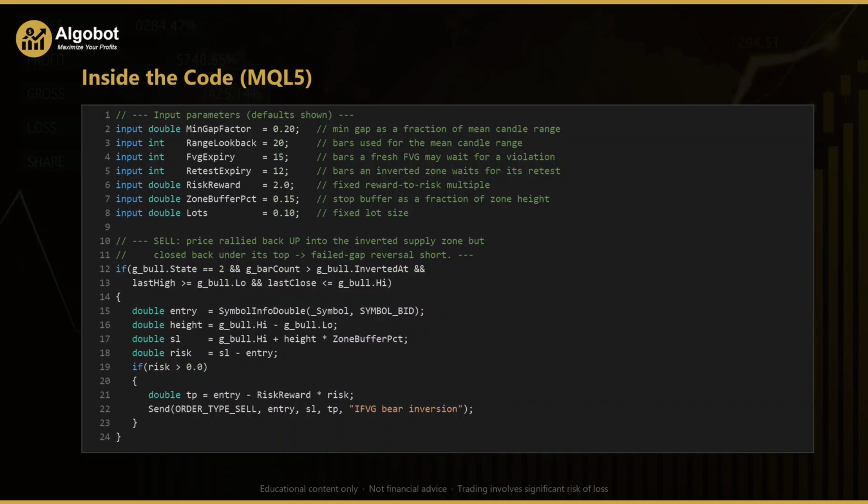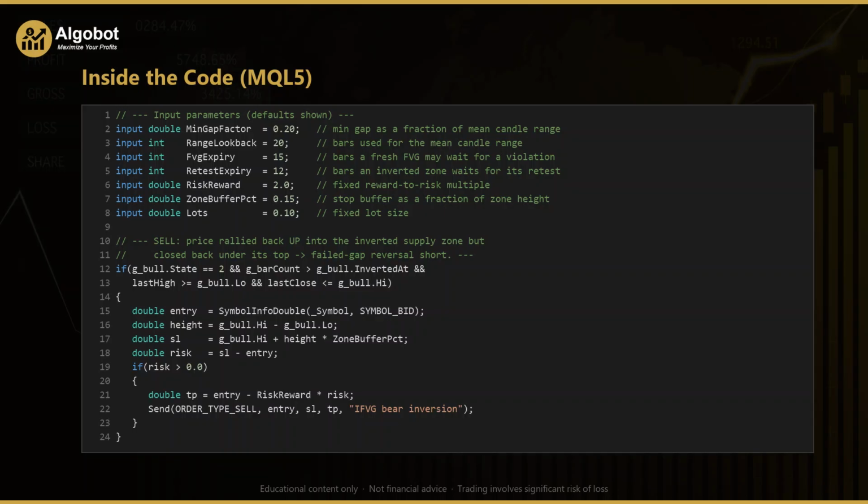Risk-reward, set to 2, is the fixed reward-to-risk multiple that places the take-profit. ZoneBufferPct, 0.15, pads the stop-loss as a fraction of the zone's height, giving the stop a little breathing room beyond the gap. And lots is simply the fixed position size.